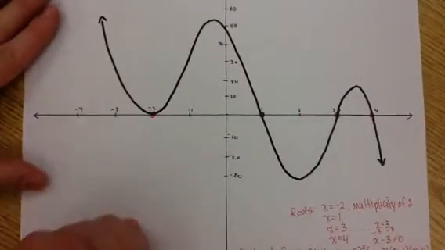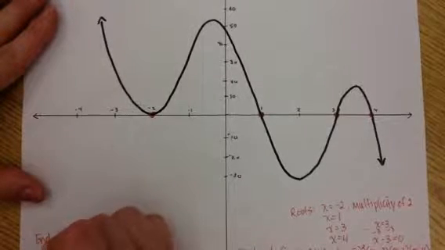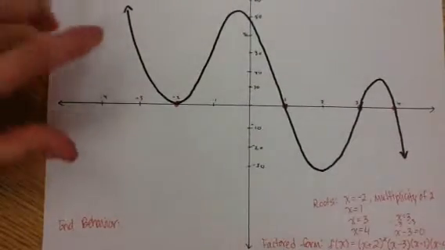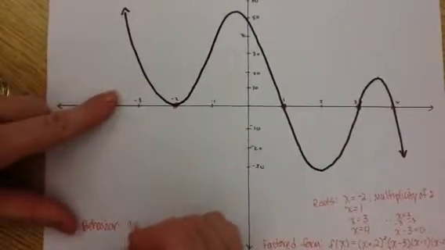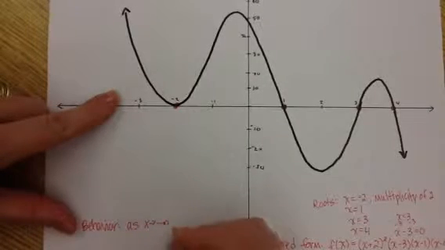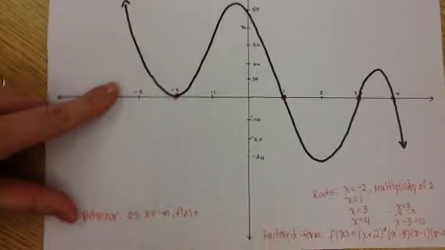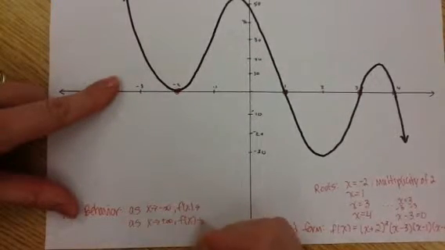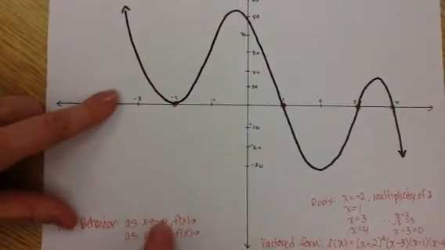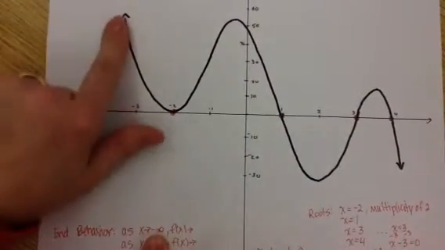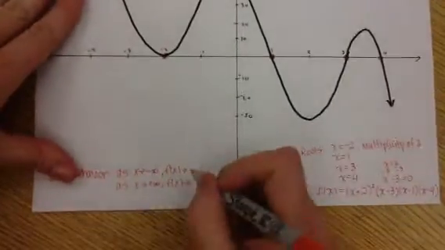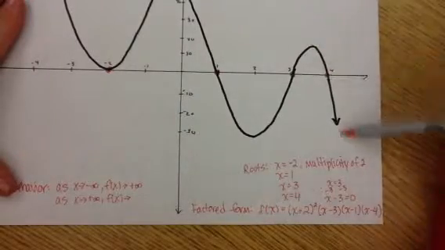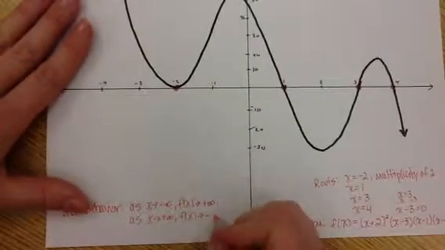What about end behavior? The end behavior, remember we always start out with as x goes to -infinity, f of x goes to somewhere, and as x goes to +infinity, f of x goes somewhere. So if we look at as x goes to -infinity, that's the left end of my graph, and that is going up. So f of x goes towards +infinity, and as x goes to +infinity, f of x is going down, so that f of x goes to -infinity.